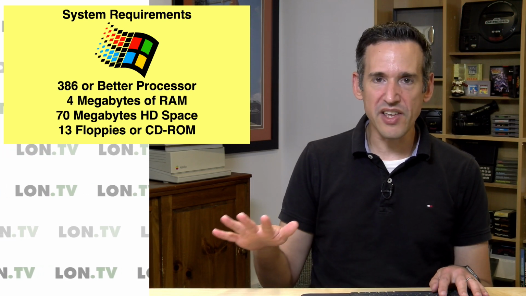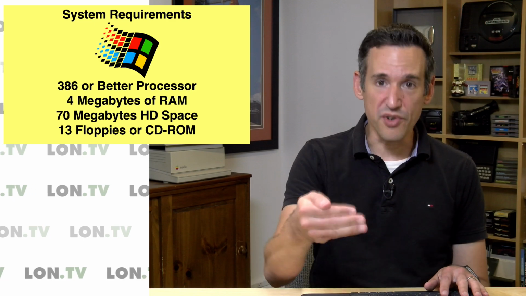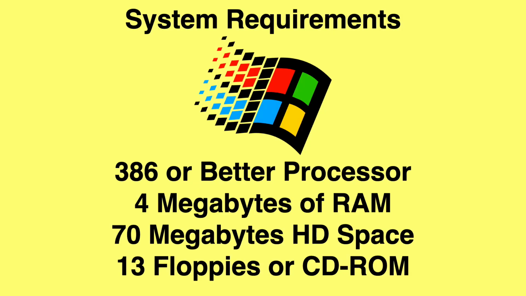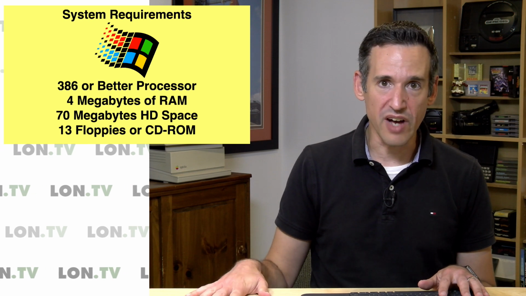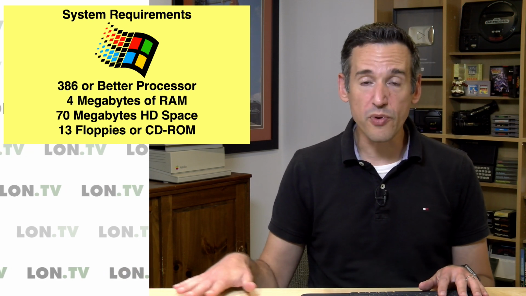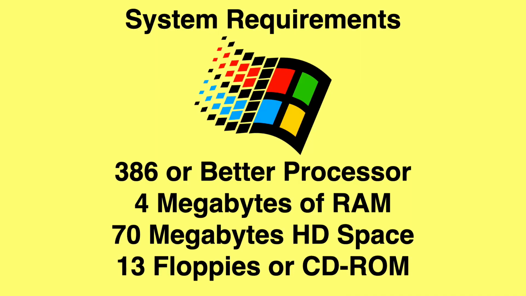It really ran nicely on the Pentium processors, which were new at the time, but you could get by with a decent 486. You needed 4 megabytes of RAM, although the reality was you really needed 8 for the best performance. They recommended 70 megabytes of hard drive space, which seems like nothing today. It's a fraction of what we can fit on our little SD cards. But back then, that was a lot of space to give up because hard drives were super expensive, as was the RAM at the time.